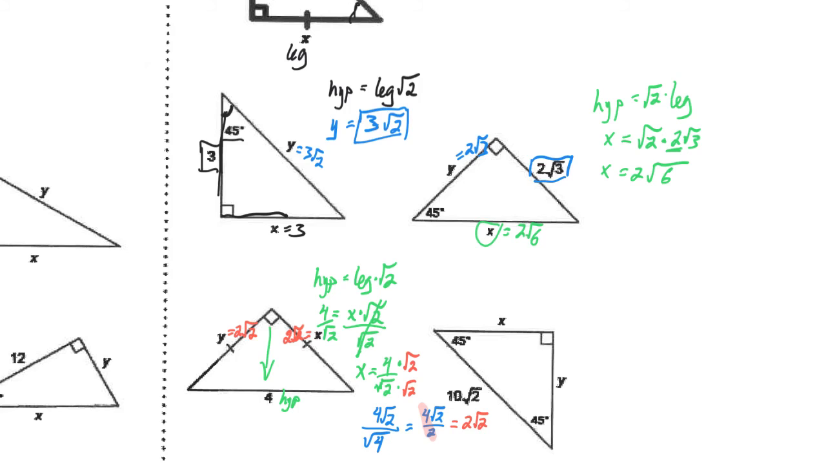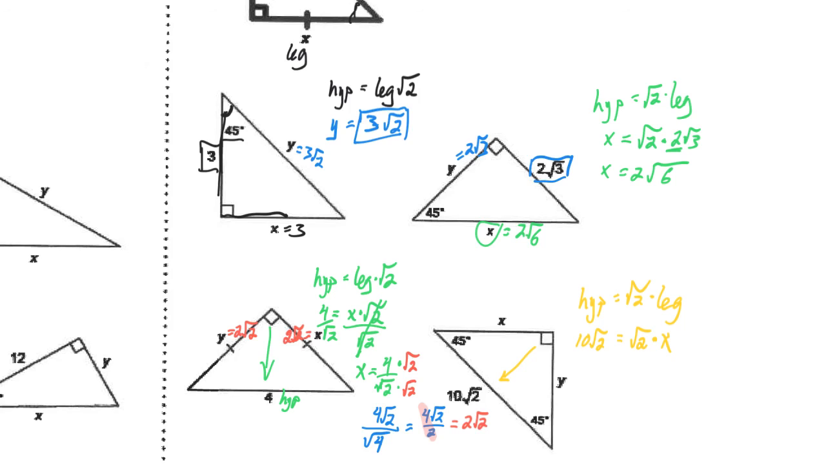Okay, the last one here. 10 radical 2 is the hypotenuse. So I'm going to use that to find the leg. So hypotenuse equals the radical 2 times the leg. And I know the hypotenuse is 10 radical 2. I know the leg is either x or y, they're the same, so it doesn't matter which one I pick. So radical 2 times x equals 10 radical 2.